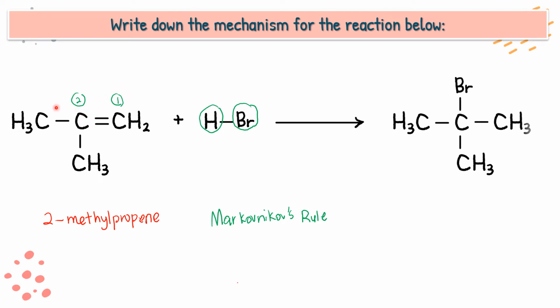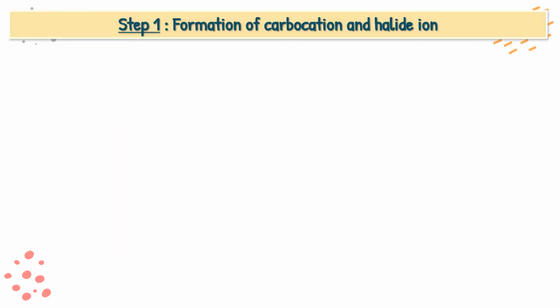So this is the product that we're going to get. Ni tadi, this is my carbon 1 and this is my carbon 2, where hydrogen goes here and bromine goes here. So with that in mind, barulah kita akan proceed kepada kita punya mechanism. So let's take a look at the mechanism. Let's start with step 1, formation of carbocation and halide ion.